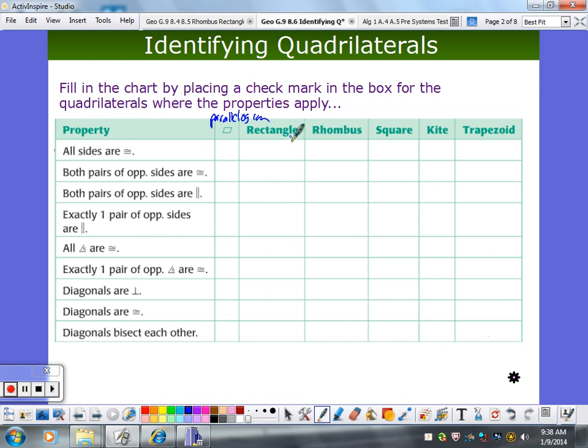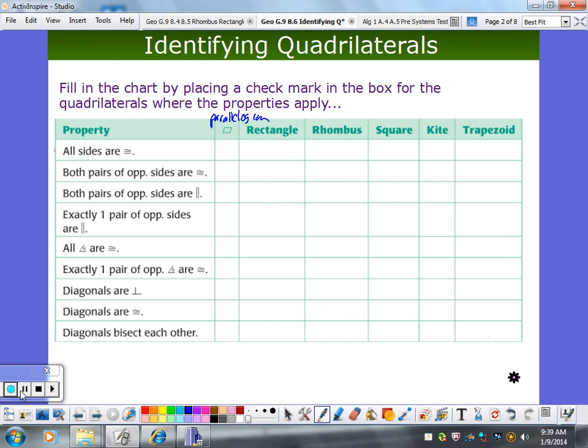So just take a minute, see if you can do this. Fill in the chart by placing a check mark in the box for the quadrilateral where the property is true. Like the first one, all sides are congruent. Is that true for a parallelogram? Not necessarily, so don't check that. Is that true for a rectangle? Are all sides congruent in a rectangle all the time? No. How about a rhombus? Yes. How about a square? Yes. How about a kite? No. Right? So you get the idea.